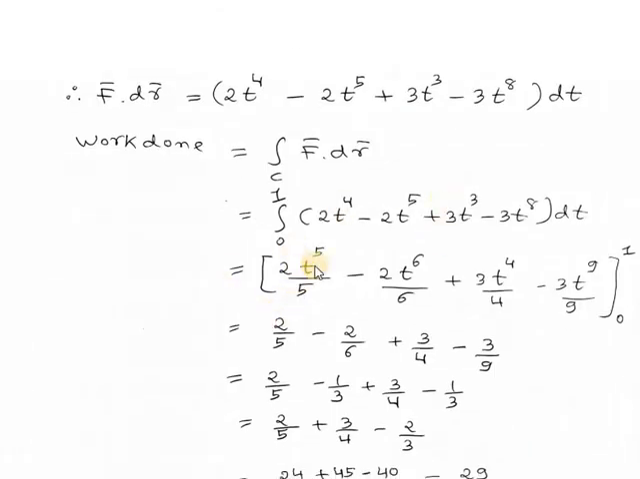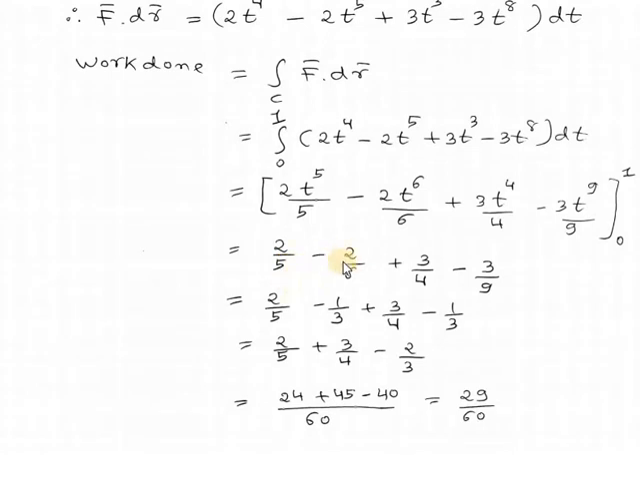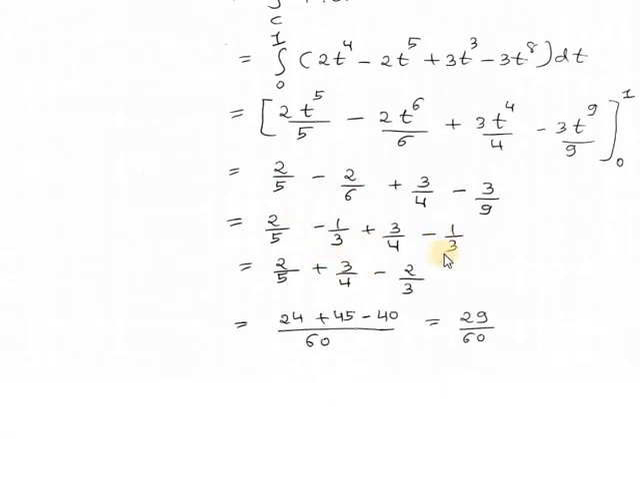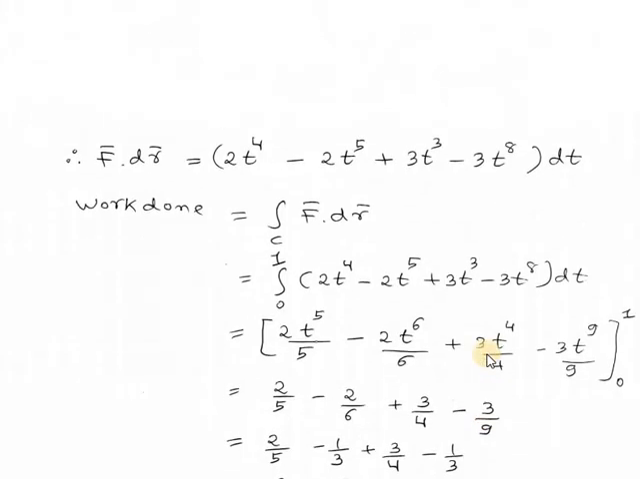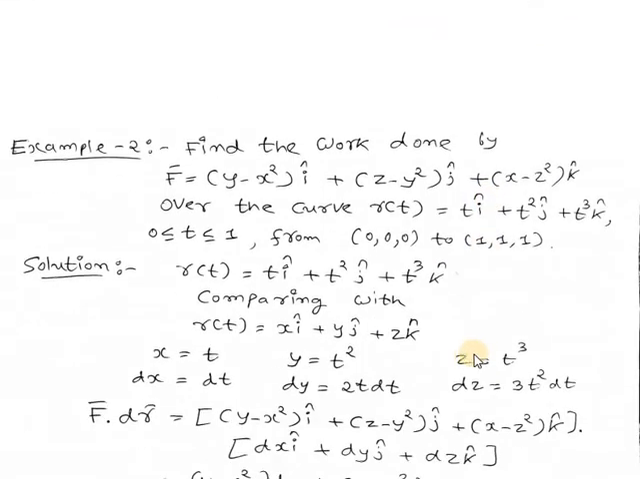Then simply integrating all the terms we will get this answer. Further simplifying, minus 1/3 is minus 2/3. If you take the LCM you will get the answer as 29 by 60. This is our final answer. So this is example number 2 in which the curve is of parametrization type. Parametric curve is given. Clear?